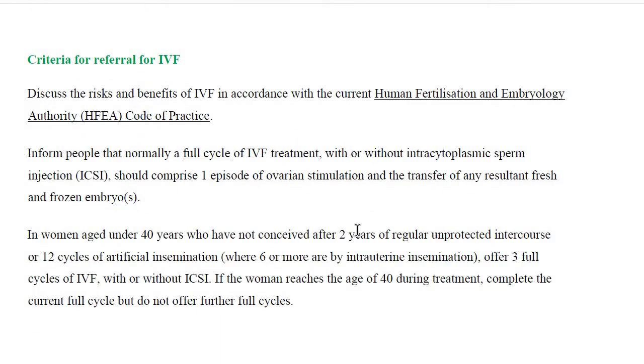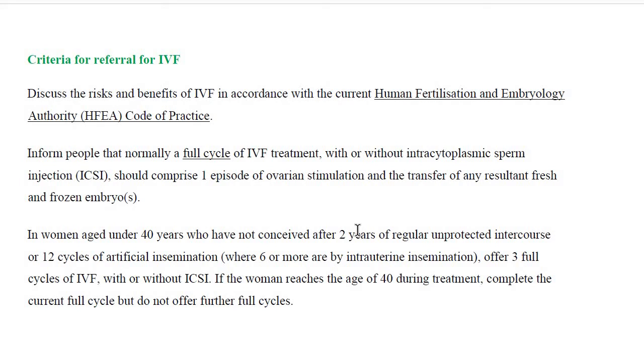There are certain criteria for referral for the IVF, like discuss the risks and benefits of the IVF in accordance with current Human Fertilisation Authority guidelines. So inform the people that normally a full cycle of IVF with or without intracytoplasmic sperm injection should comprise one episode of ovarian stimulation and transfer of any resultant fresh and frozen embryo. Everything is going to be considered one cycle, right from stimulation to getting a frozen embryo.